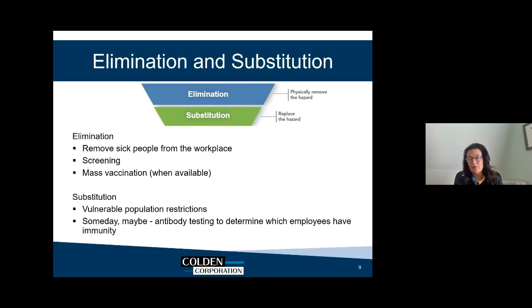So I don't know. I'm crossing my fingers that the antibodies will mean something someday. Right now, they don't mean a whole bunch. It's an exposure marker. Yes, you've had it. You know, tick the mark or not. So that's elimination and substitution.